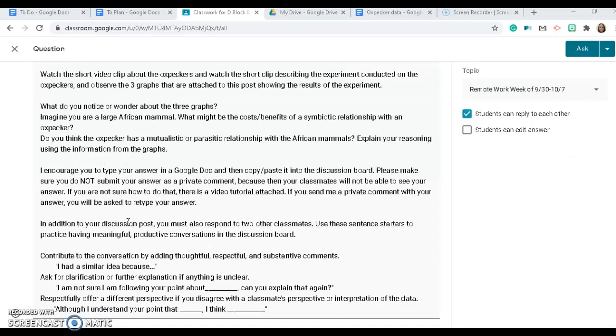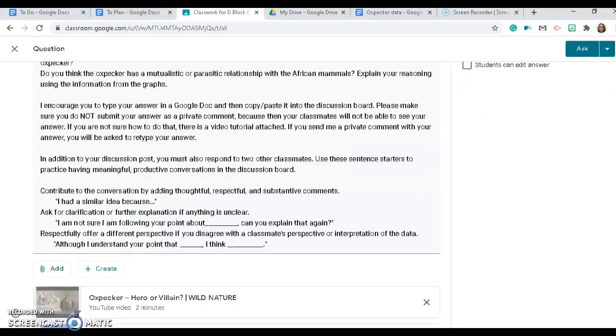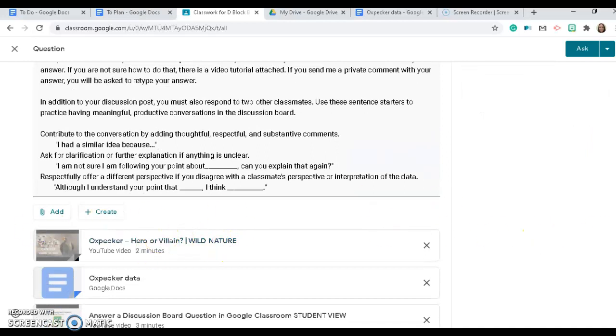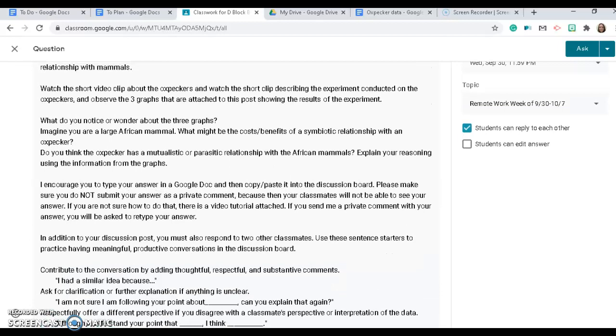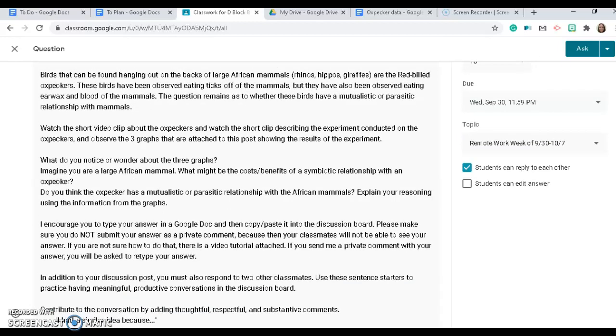So attached to this post, there is a short video clip about the oxpeckers right here with some information about their relationship with these mammals. And there's this video that describes the experiment conducted. And the video contains three graphs that show the results of an experiment that was conducted in order to try to answer this question. I want you to look at the data, read about the experiment, and look at the graphs and answer these questions. What do you notice or wonder about these graphs?